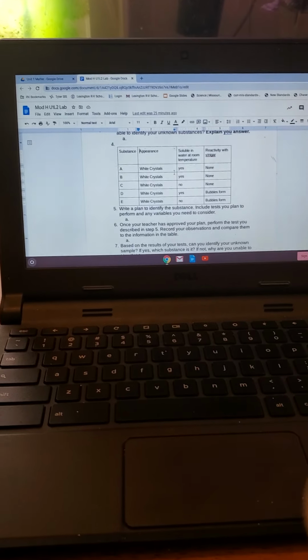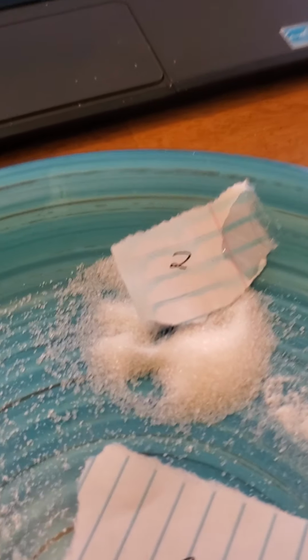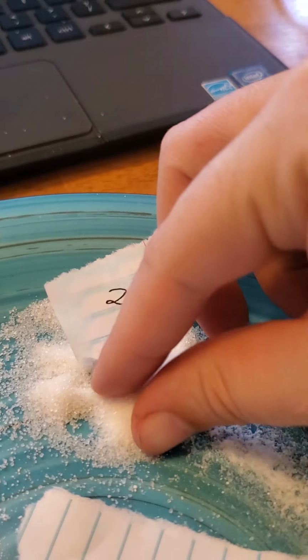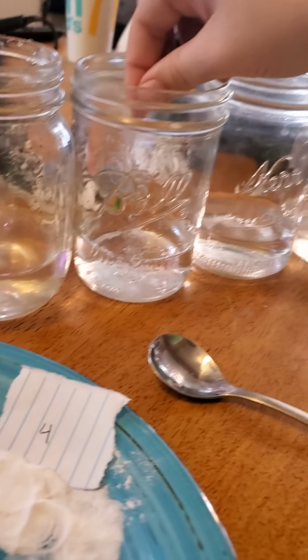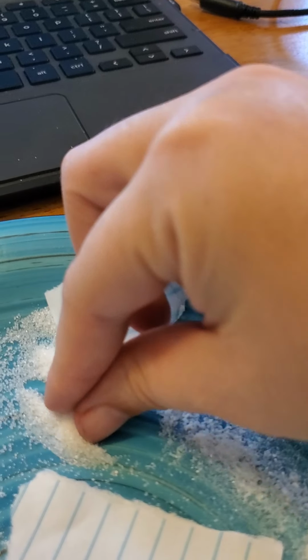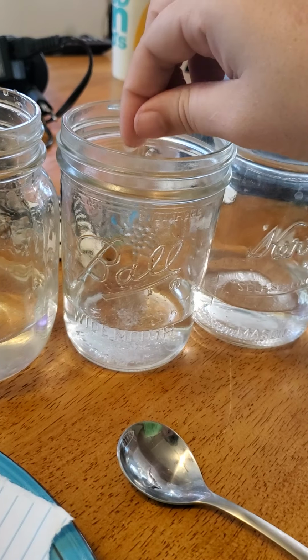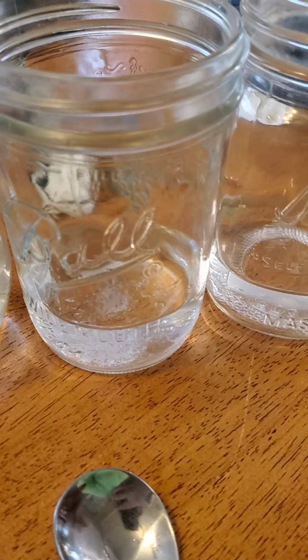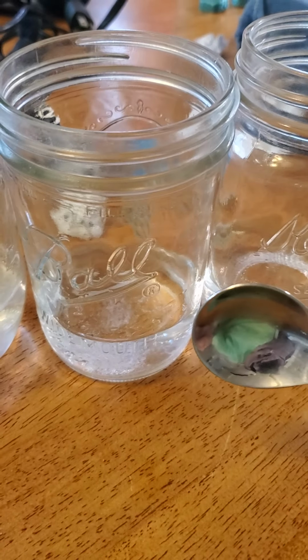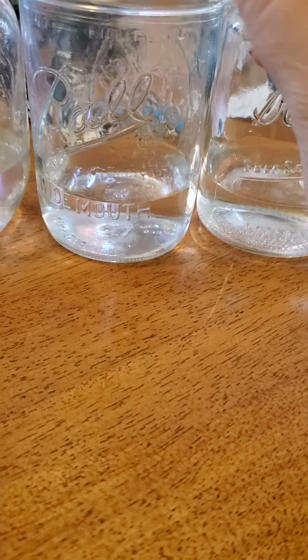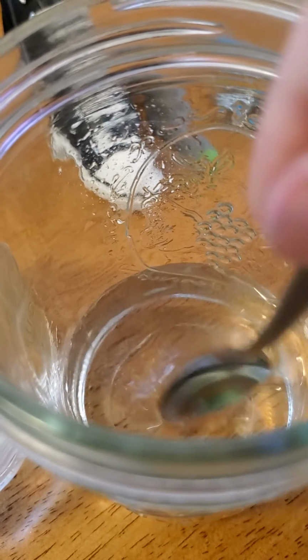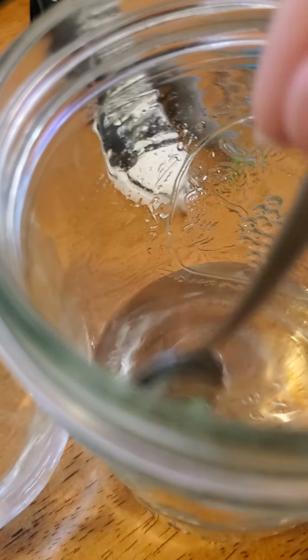Okay, now we're going to go with 2. So let's try the water test again. I'm going to take some pinches and put it in there. Okay, so you can see it at the bottom. Once again, I'm going to pause the video and stir it and we'll see what happens. Alright, so as you can see, it's pretty much gone. So therefore it is soluble in water.